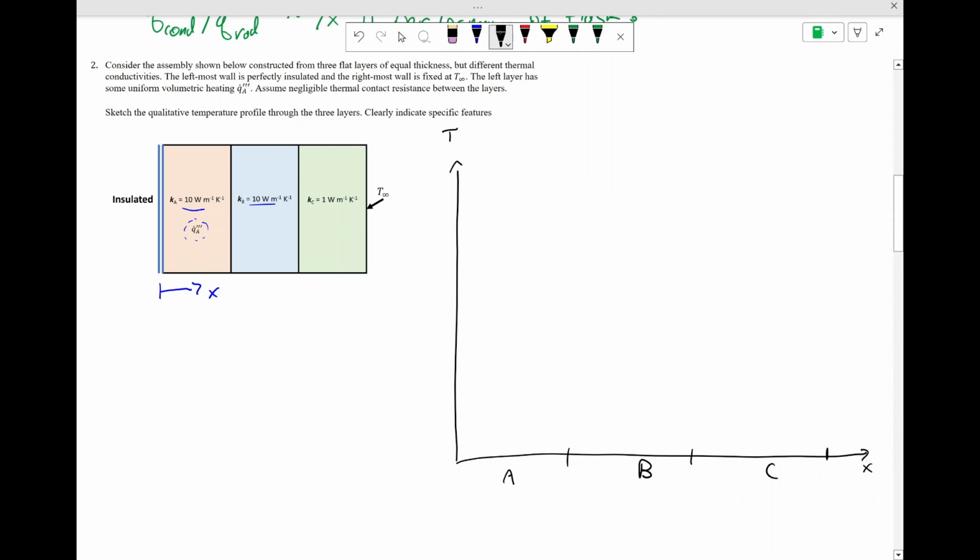All right, so let's indicate a few properties here. So first of all, we know that our rightmost layer, KC, has on the right side a known temperature, which is T infinity. So let's indicate T infinity here.